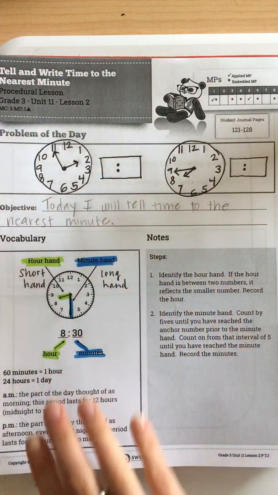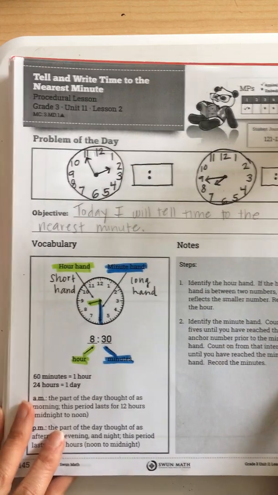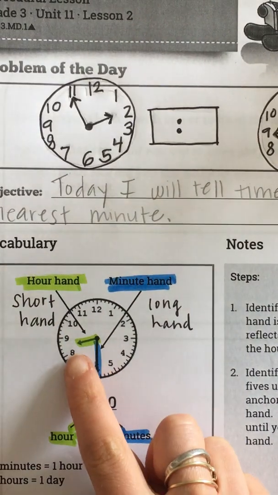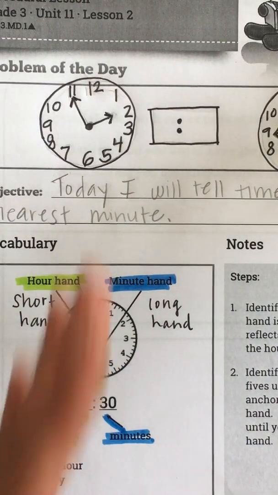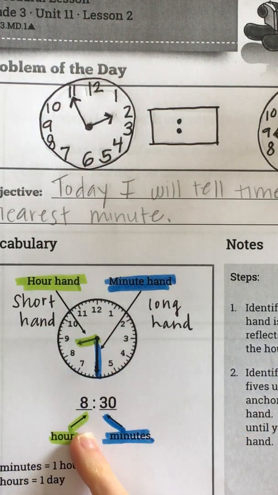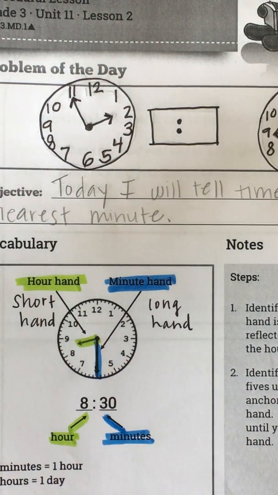So before we get to that, let's just look down here. If we remember, our hour hand is our short hand. Our hour hand right here is our short hand. Our minute hand is our long hand, okay? So when we think of the hour, we always think of our short hand. When we think of the minute, we always think of our long hand.